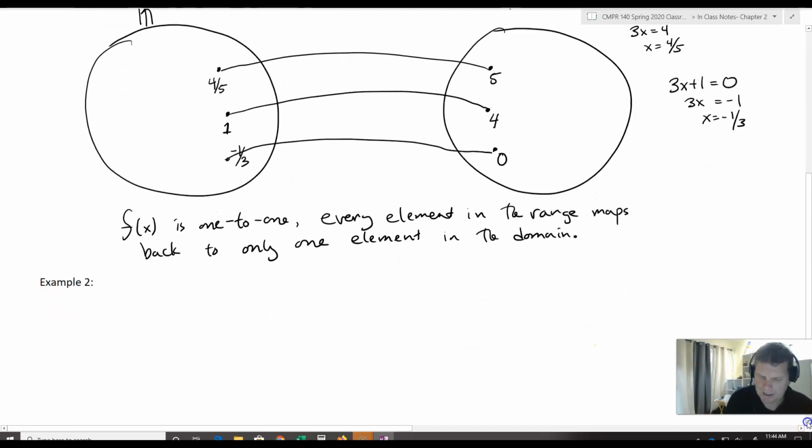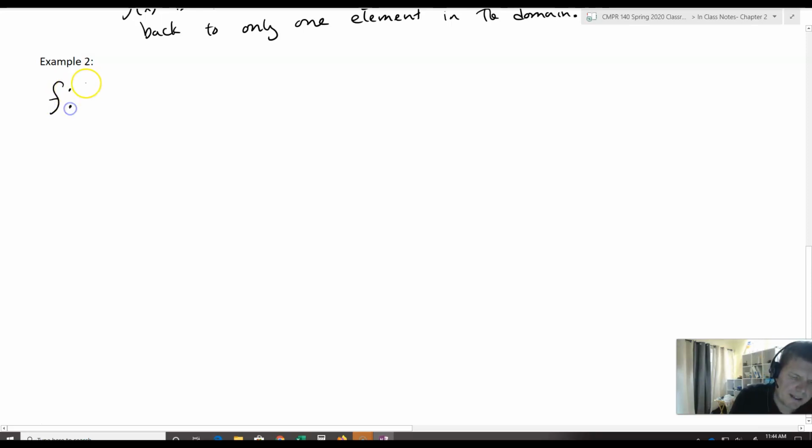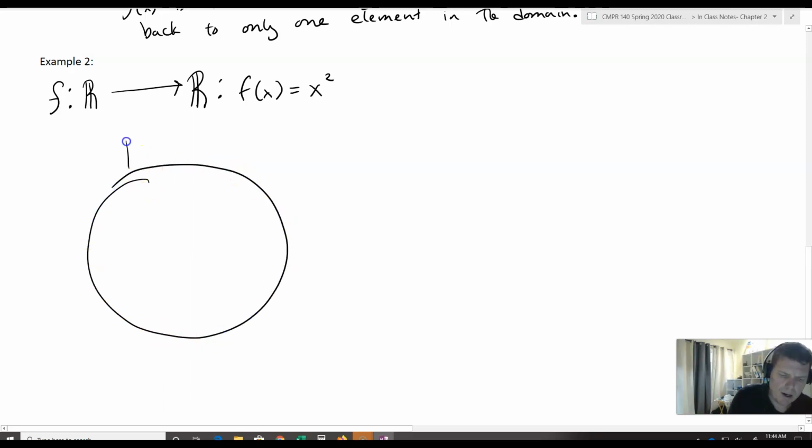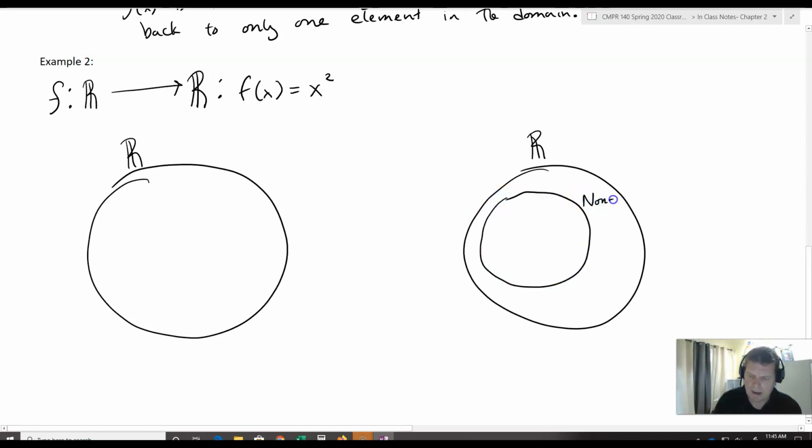Now let's take a look at another example, and this example is going to be one where it's not in fact one-to-one. So this example is f, going from R into R, and it'll be f of x equals x squared. So I've got R here as my domain, and then I have R over here as my codomain. We already know from an earlier lecture that our entire range is only the non-negative numbers. That's my range.